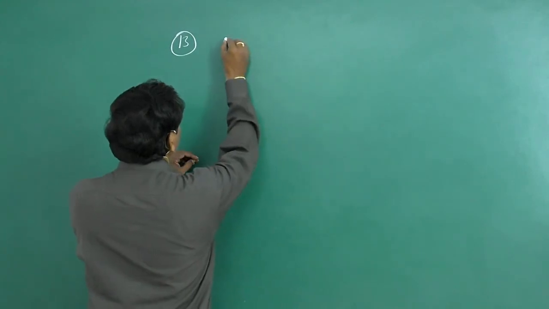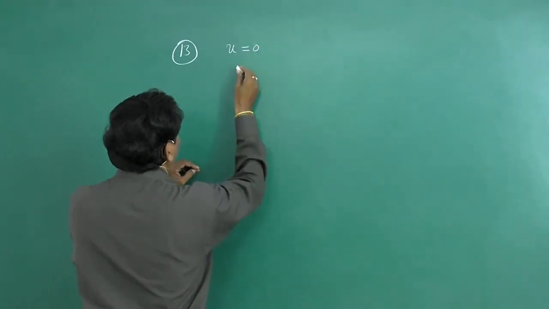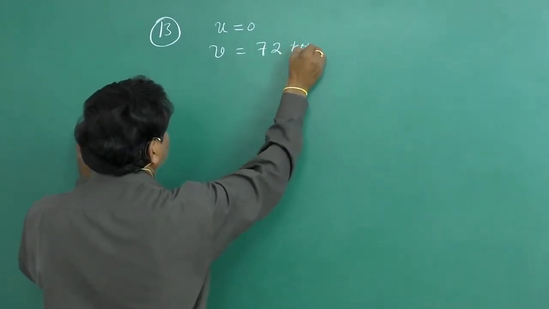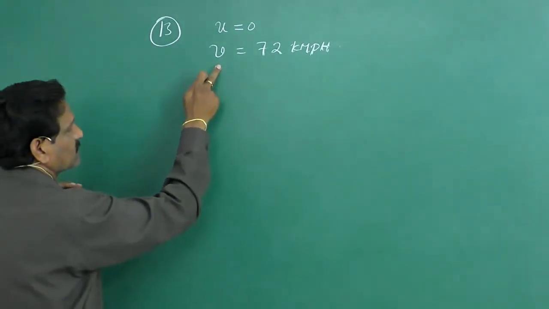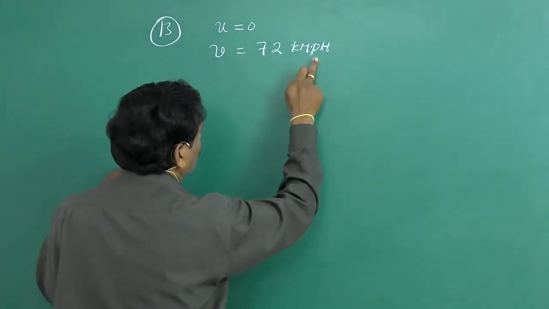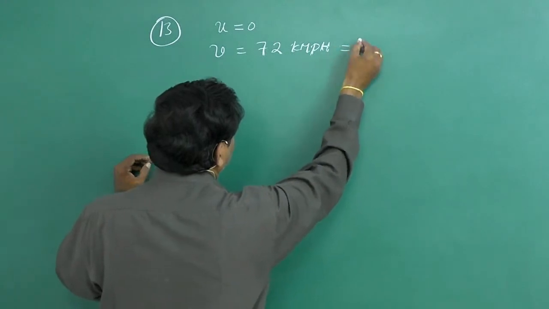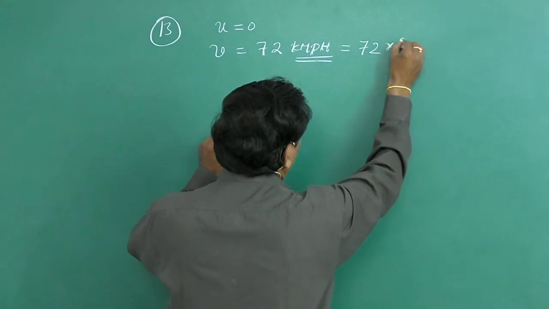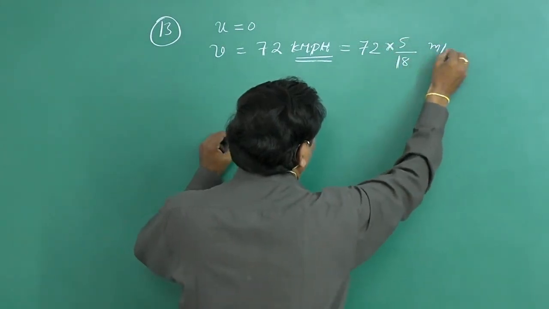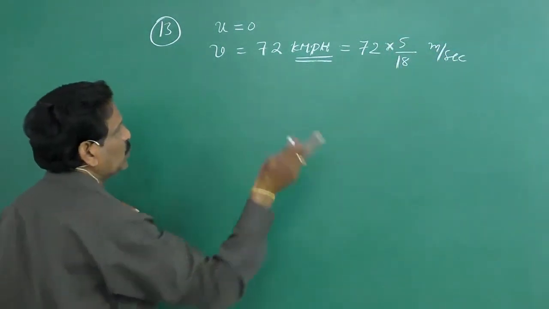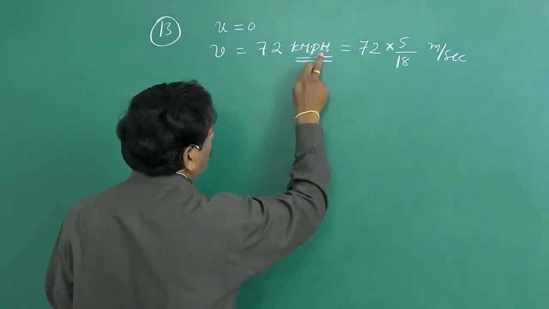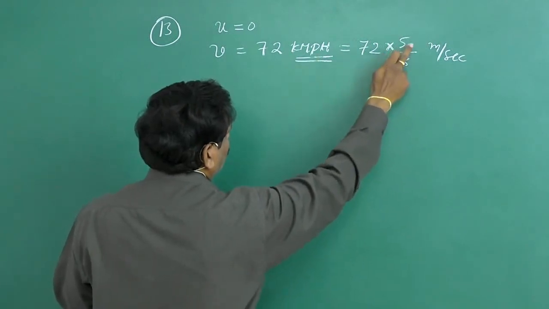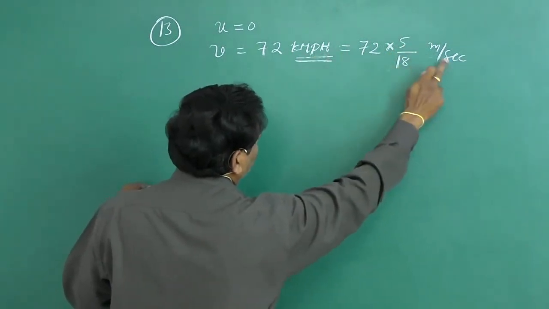So, the car is initially at rest, so the initial velocity is 0, and it picks up a velocity v of 72 kmph. This is the final velocity, and it is in kilometer per hour, so it should be converted into meter per second. The conversion factor is 5 by 18. When 72 kmph is multiplied by 5 by 18, it is converted into meter per second.